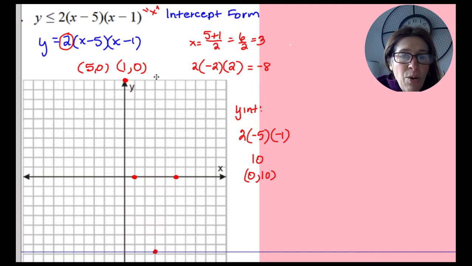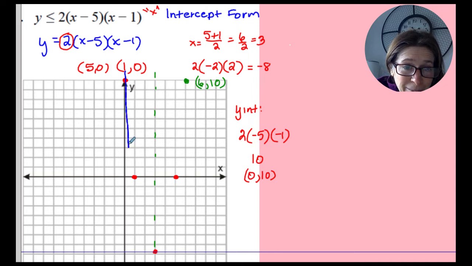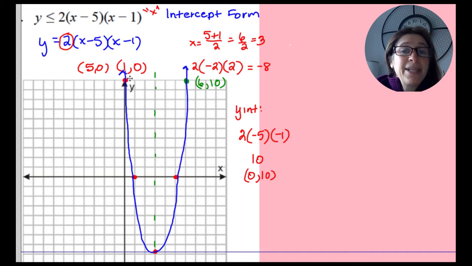Now I can use my axis of symmetry straight down the middle to reflect that point. That means I'm going to have another point at (6, 10). Then I'm going to do my best, but I know it's not going to be a pretty parabola. I draw my parabola, rounding at the bottom, coming up. Now we have our parabola, and we deal with the inequality.